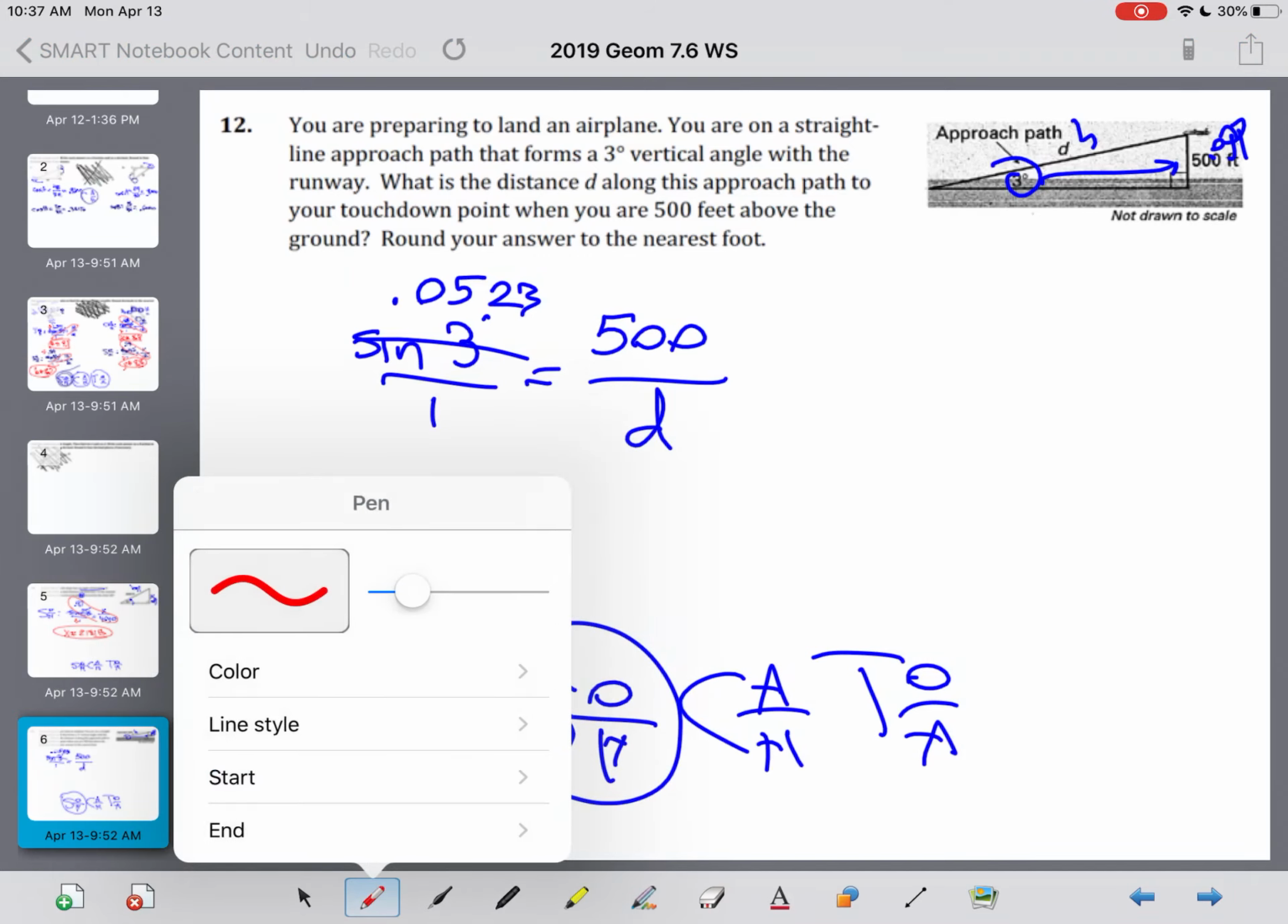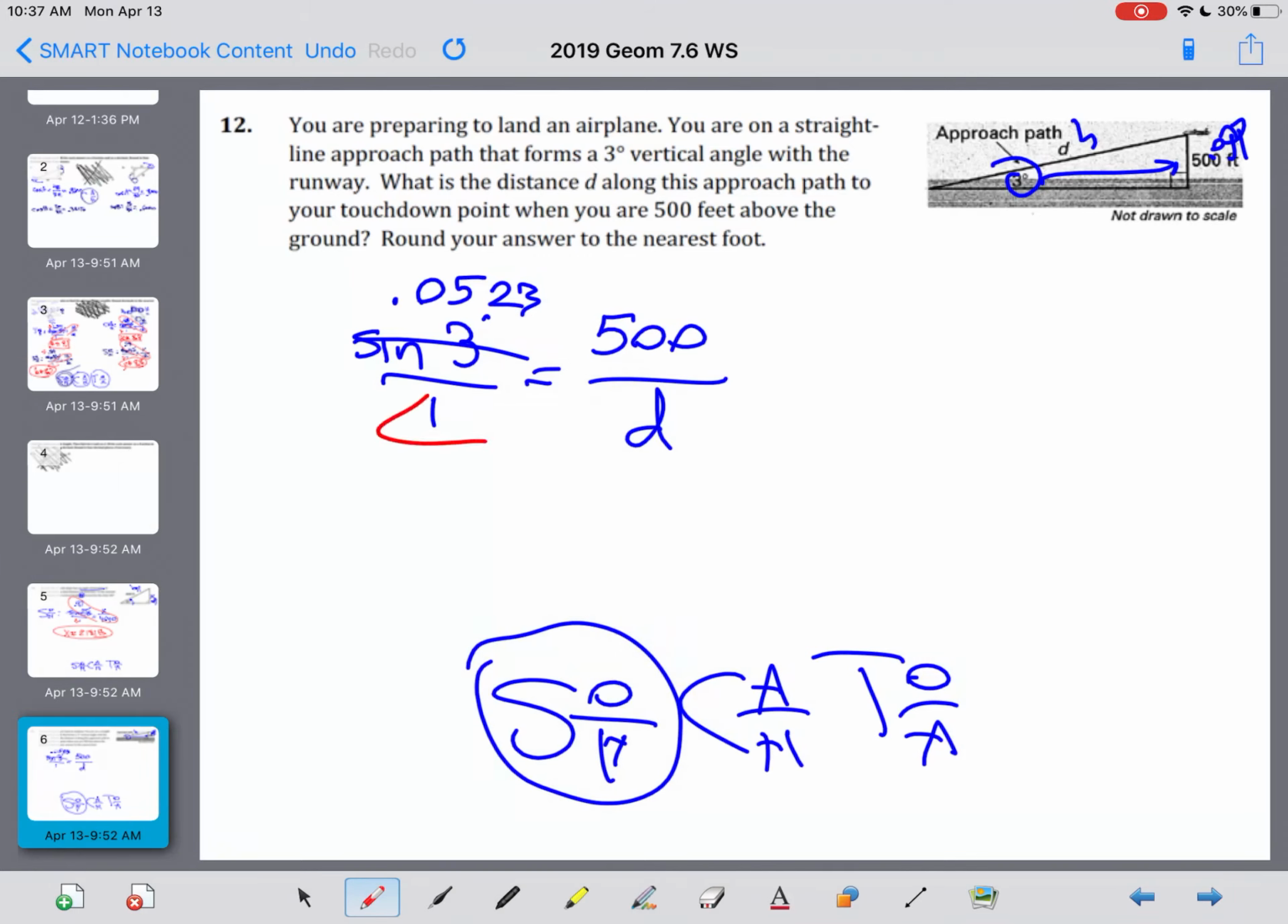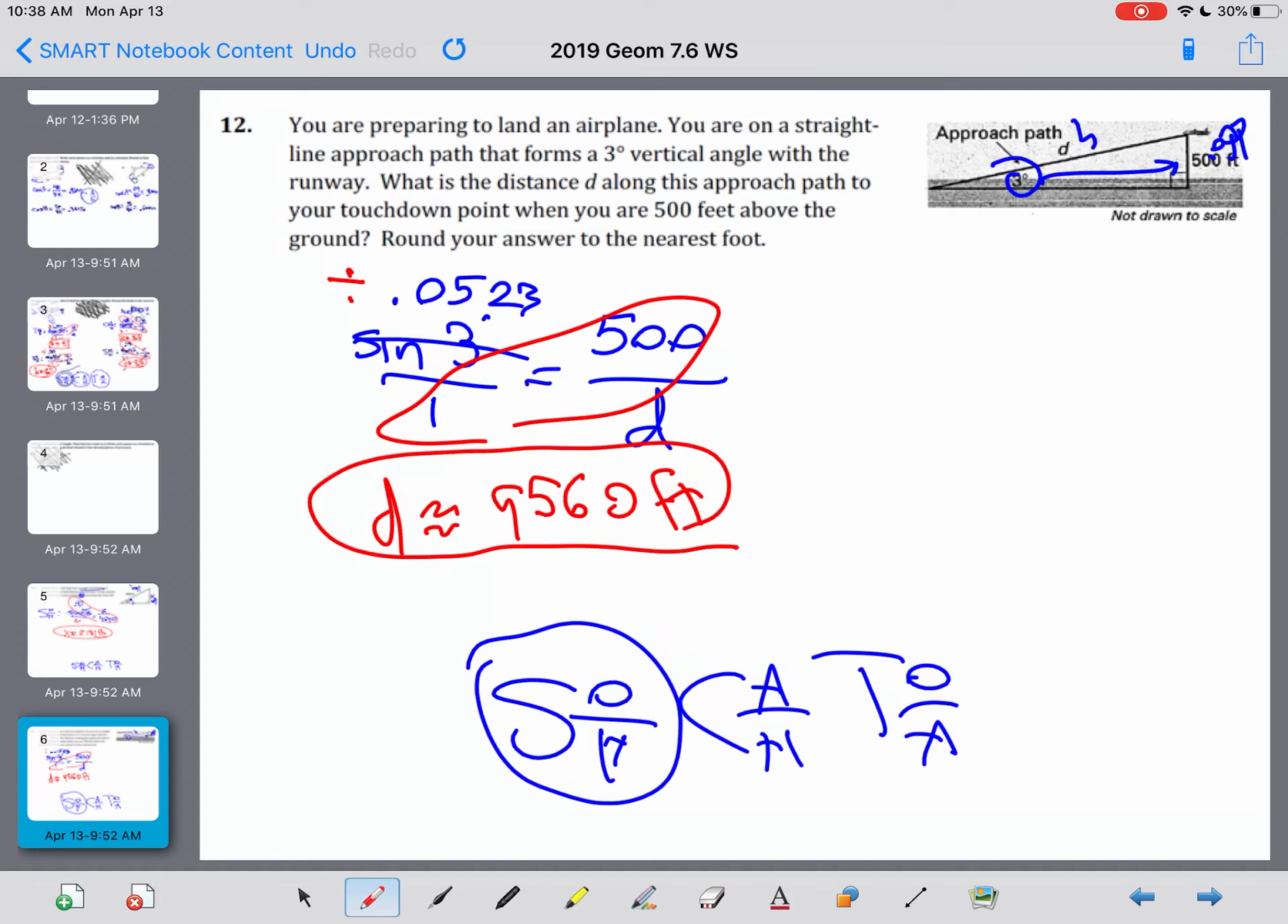Now switching over to my red proportion work here. So I'm going to get d is going to be about equal to 500 divided by 0.0523. So we're going to get about 9,560 feet of that. That's going to be this part right here. Okay, so almost 2 miles.